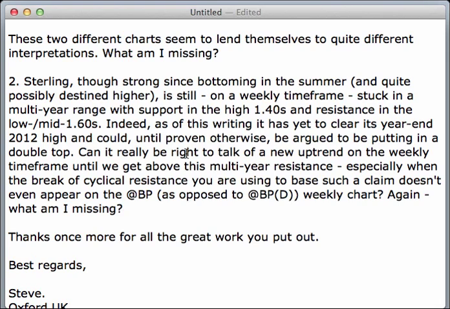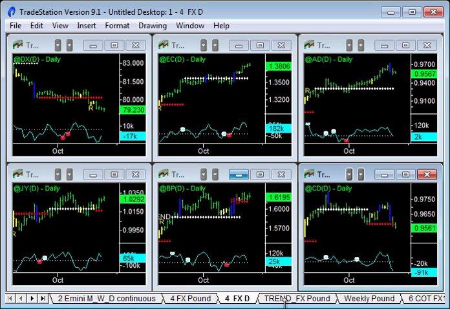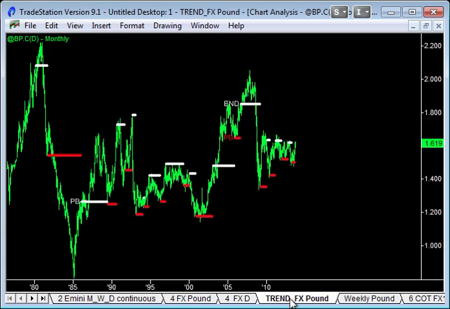Can it really be right to talk of a new uptrend on the weekly time frame until we get above this multi-year resistance? Now, this is the essence of breakout trading. And how do you pick good breakout trades, winning breakout trades? Because the essence of trading is when you get to a previous support or resistance level, the question is: is it going to bounce off that support or resistance level and go back into the channel, or is it going to break through it into a trend move? That's what the essence of trading is about, getting that right. When to fade the breakout and when to follow the breakout.